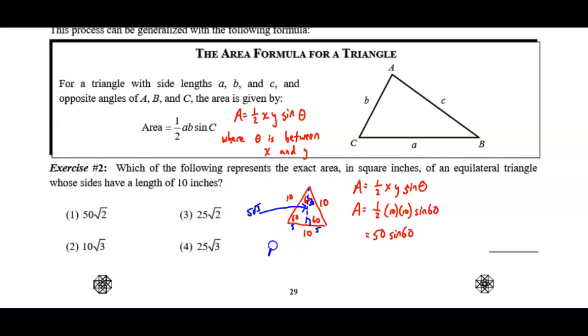So another way to write this would be area equals 1/2 base times height, where the base is 10, that's the whole bottom here, and the height is 5 root 3. Okay, so that would be, let's see, 10 times 5 is 50, times 1/2 is 25, so I get 25 root 3, and so that's choice 4.